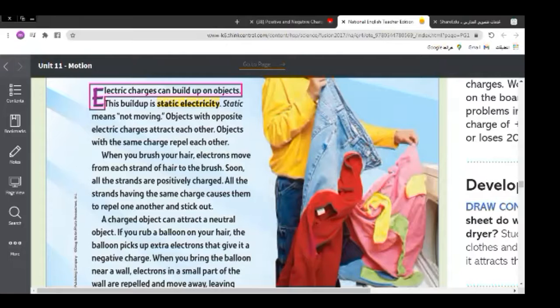When you brush your hair, electrons move from each strand of hair to the brush. All the strands are positively charged. All the strands having the same charge causes them to repel one another and stick out.